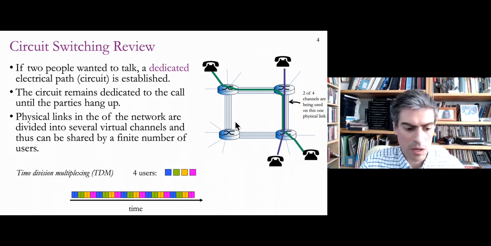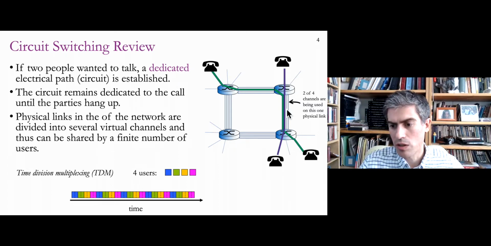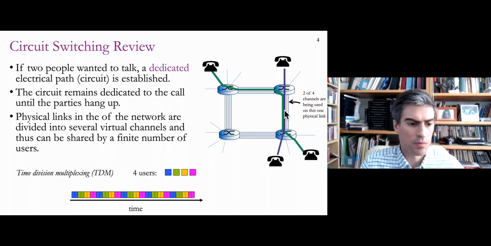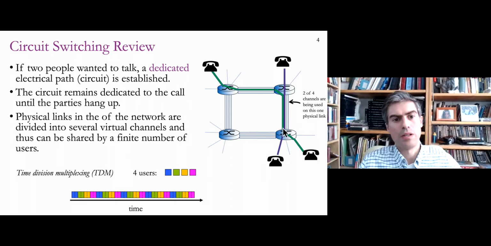And this allows, for example, the green call to use this green colored time on that link, and the purple call to use this purple colored time. But these are dedicated. So during the duration of this call, no other calls can use these 2 channels that are dedicated to these 2 calls. So there's a finite number of users that can be supported by a circuit switched network. In this case, across this link, there are at most 4 calls that can happen, right?